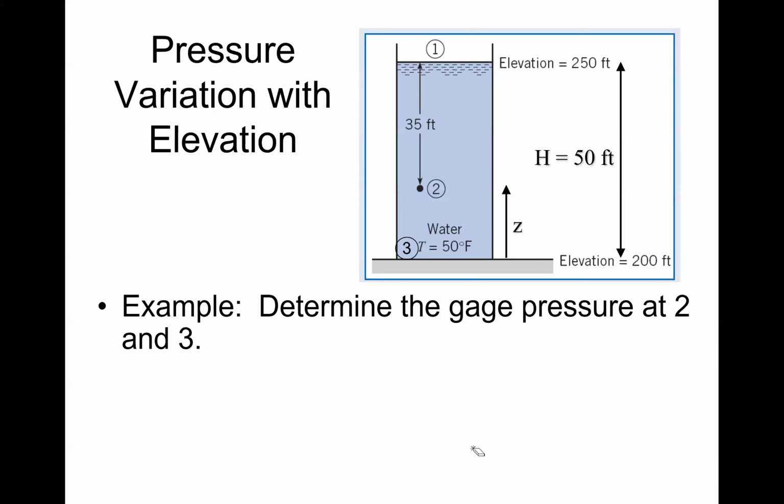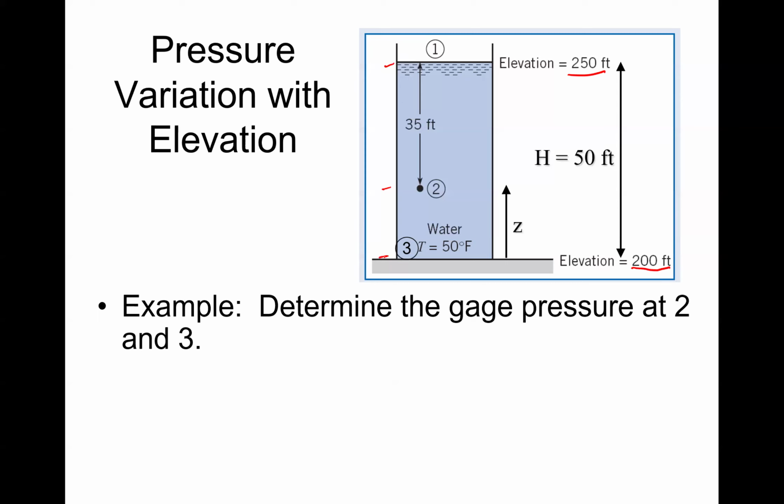So let's do a little example of the problem. You're just supposed to calculate pressures at points 2 and 3. The temperature is 50 degrees Fahrenheit. We have a change in elevation. You see that here it says elevation 200, elevation 250. Those are really not that important for these calculations. The important part is the distance from the top of the liquid to the 2 points that we are supposed to be calculating it at.